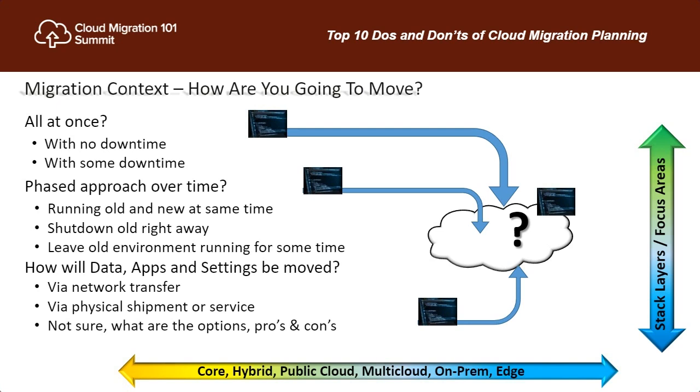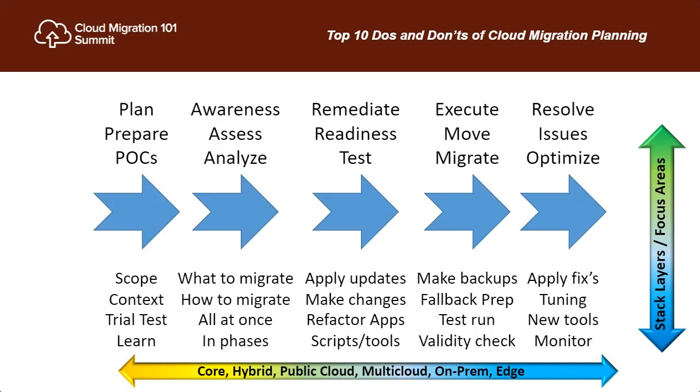Okay, well, let's go a step further with this now. And with this in mind, here's a multi-step process. Okay, this is about having a plan, which is plan, prepare, do a proof of concept. What's the scope and context? Do a trial test, learning, educating, training. And what this also means is awareness, the assessing, the analyzing, what to migrate, how to migrate. Are you going to do it all at once, or are you going to be doing it in phases?